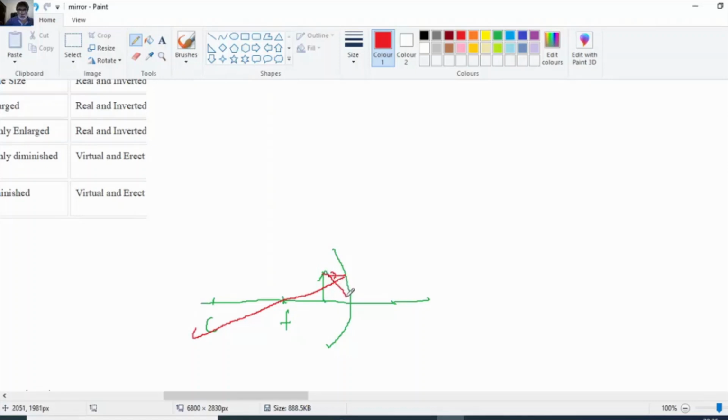Another light ray from the object reflects from the pole of the mirror with the same angle. As you see, these two reflected rays are diverging. They appear to come from some point behind the mirror, somewhere here. So this means that the image is located somewhere here.